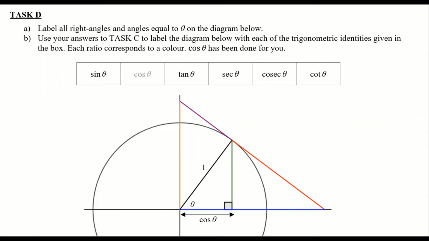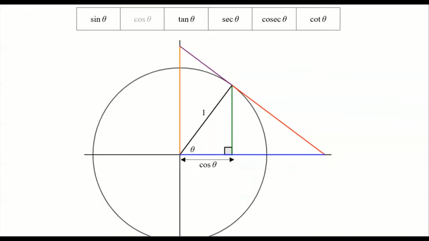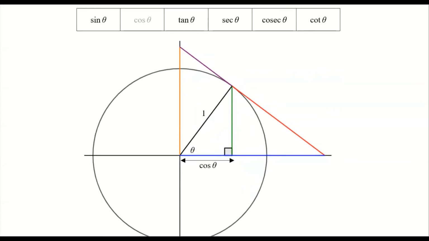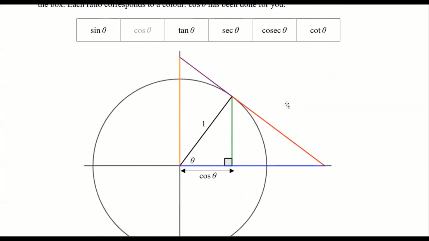Once you've done that, so once you've identified all the thetas that you can possibly see on the diagram using a bit of angle reasoning within the right angle triangles, you can then use your answers to task C, which you've just done. Okay, remember there's 3 right angle triangles that you've just looked at. Now, those right angle triangles are hidden somewhere in this diagram. All right, I'm just going to scroll a bit further down so you can see the whole thing. Those right angle triangles that you've just dealt with are hidden somewhere in this diagram here.